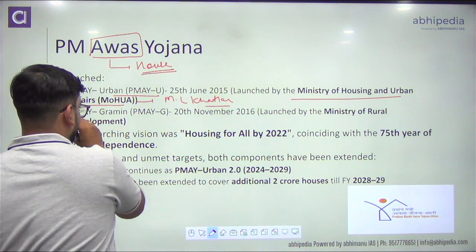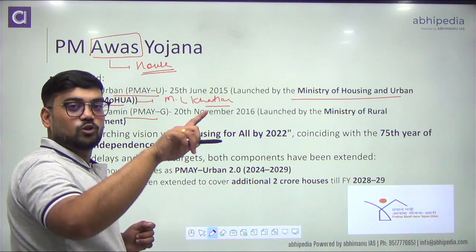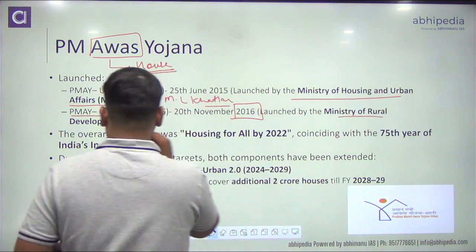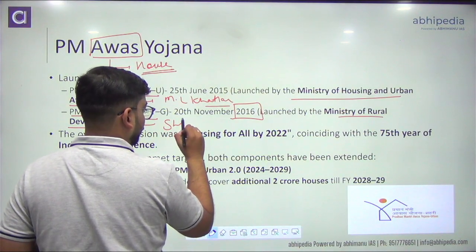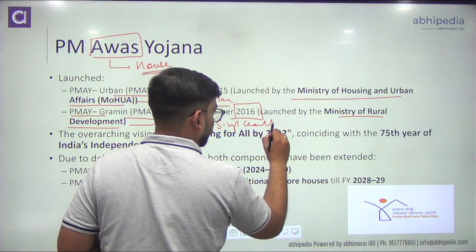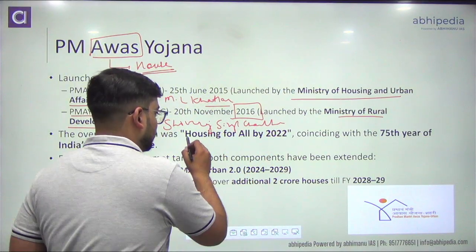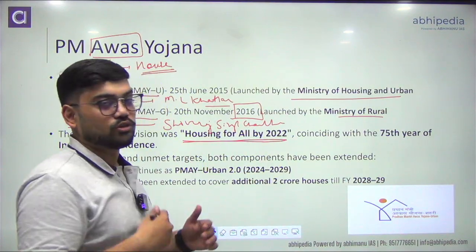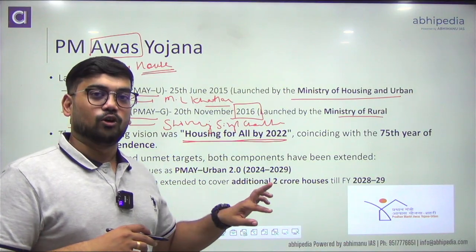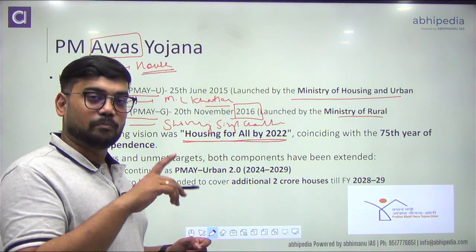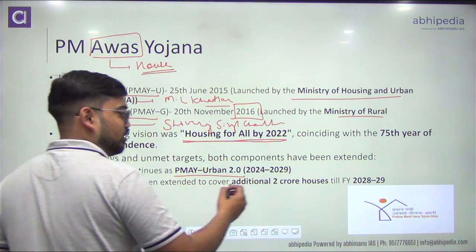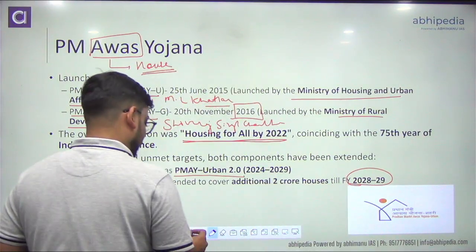Theek hai? And Pradhan Mantri Awas Yojana Gramin. Do remember that it was launched in the year 2016, and it is managed by Ministry of Rural Development. Who is the current minister? Shivraj Singh Chauhan. What was its tagline? Its tagline was housing for all by 2022. But due to some delays, this scheme has been further extended in both the cases, like in urban also and in rural also. In urban, it is launched as PM Awas Yojana Urban 2.0. And for rural, it has been extended till year 2028 to 2029. Chaliye, moving forward.